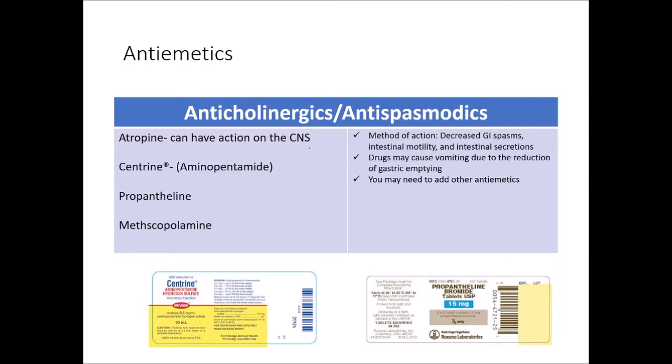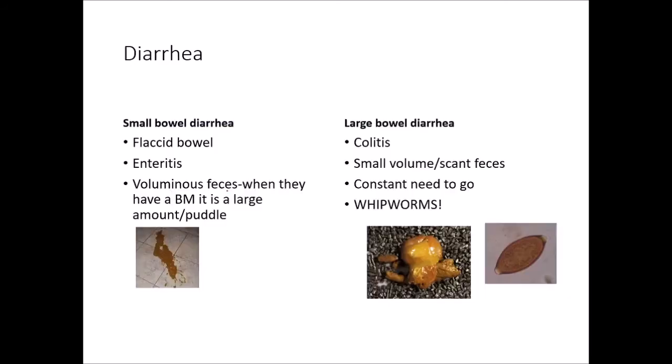On to diarrhea. There's small bowel diarrhea and large bowel diarrhea, and you need to know the difference between the two. With small bowel diarrhea, it's also often caused by a flaccid bowel, so it doesn't like to move very well. It can be caused by enteritis, which is inflammation of the intestinal tract. Often what we see are voluminous feces, so a large amount of bowel movement. When they have it, it's just a large amount in a puddle.